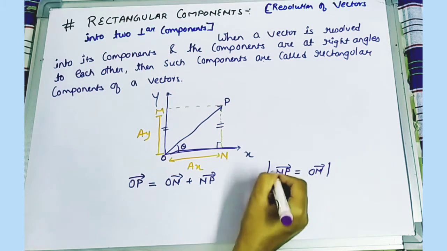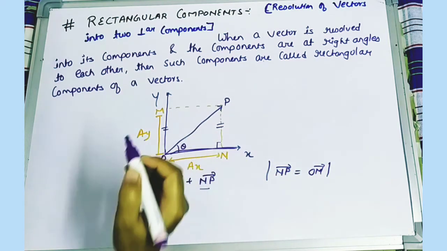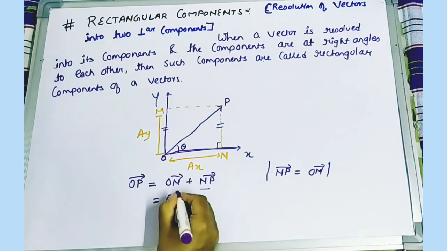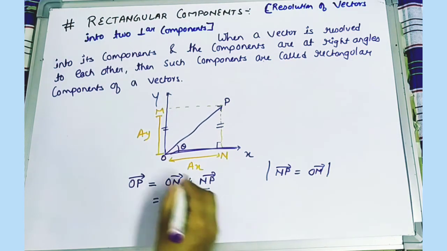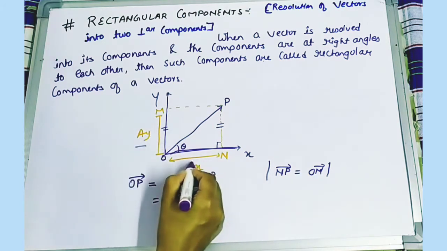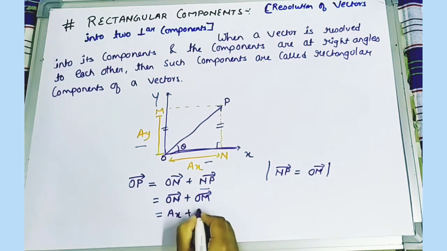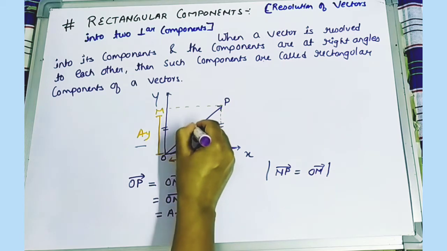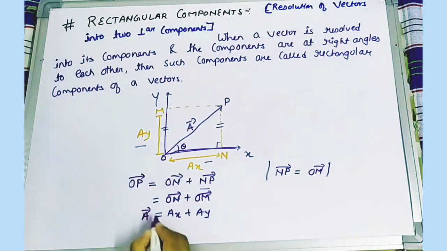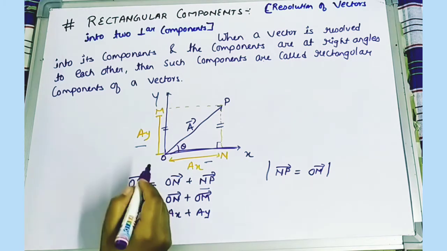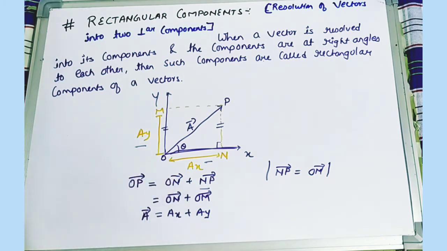So here I can substitute ON vector plus OM vector in place of OP. If you see here, I have the value of OM and the value of ON as well. So what is it? That is AX plus AY, and this is my vector A. So A vector is equal to AX plus AY, when they are both perpendicular to each other. So we can say that AX and AY are the rectangular components of A.